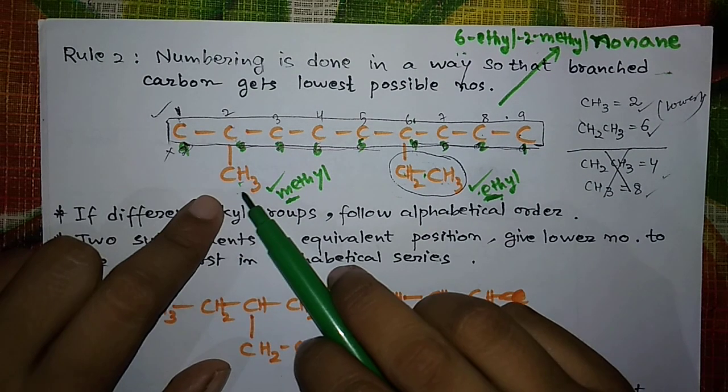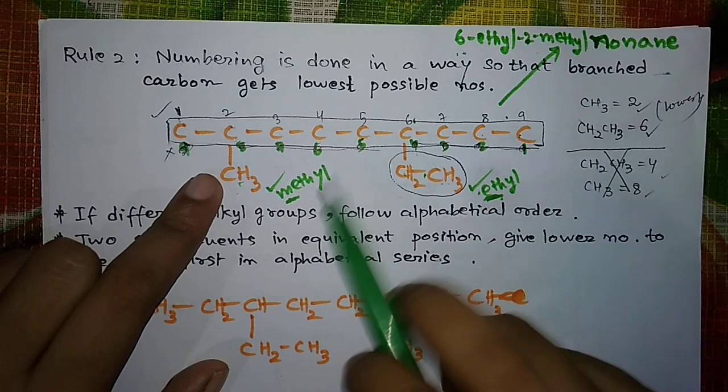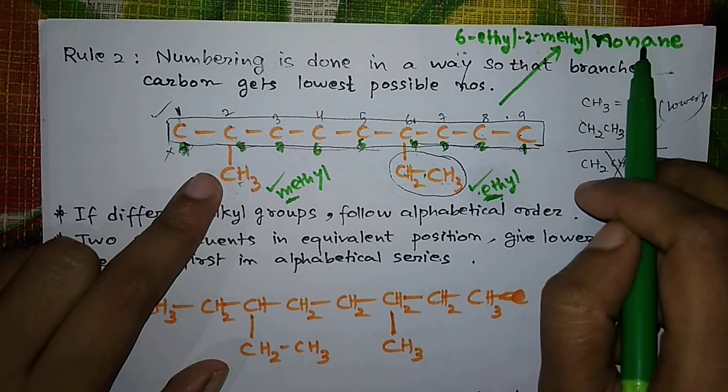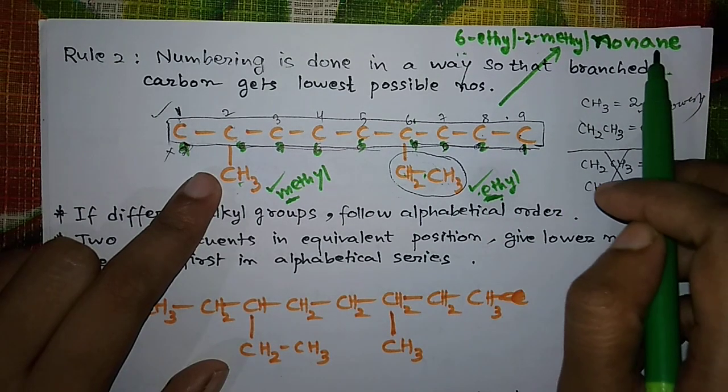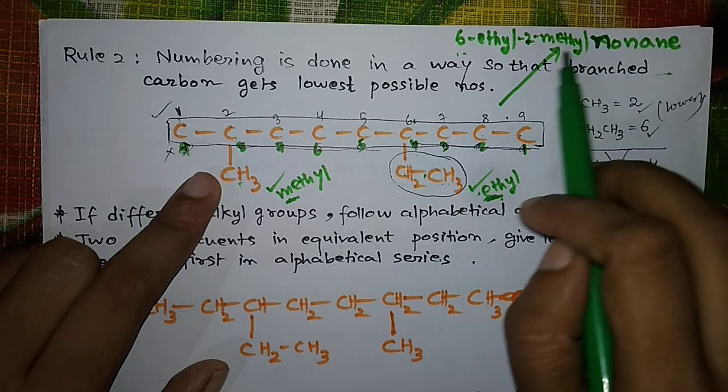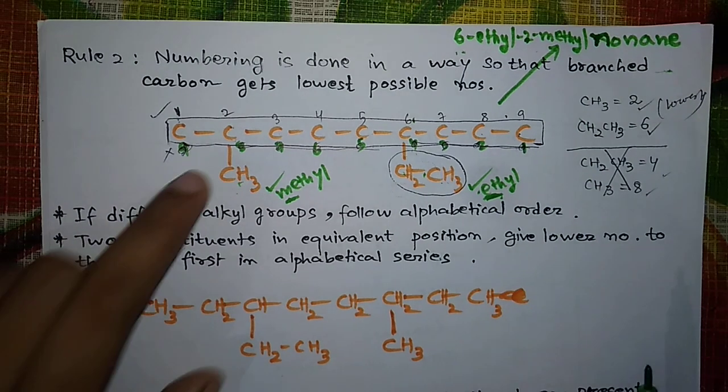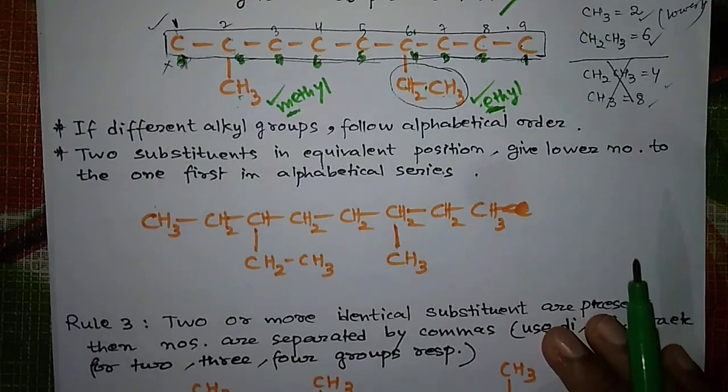and then we are seeing that methyl will come, and methyl का numbering क्या है? 2, so we will write 2 methyl and since 9 carbons are there we will write non and since only single bonds are there we will add A and E, so it will be 6 ethyl 2 methyl nonane. So I think it is clear. Now we will move toward the next rule.